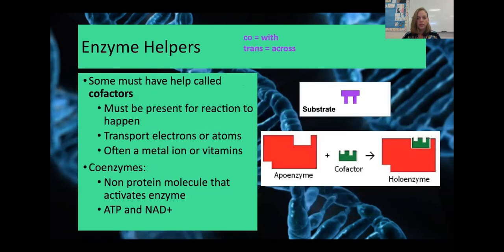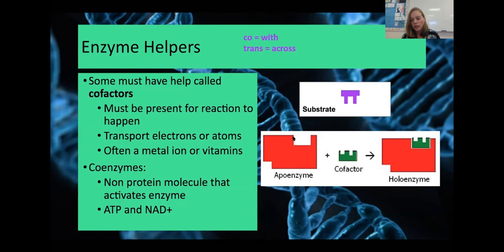Some enzymes do have helpers, and these helpers are called cofactors. Now, these can be electrons, they can be atoms, they can be metal ions like calcium or vitamins like vitamin A, for example. So what these vitamins and ions and these cofactors do is that they're going to fit in with an enzyme to make its shape fit its substrate better.